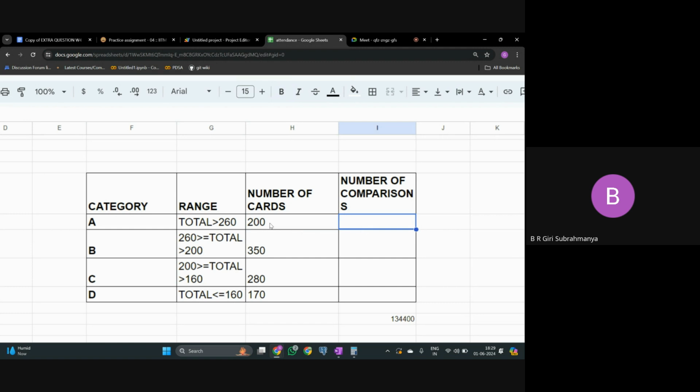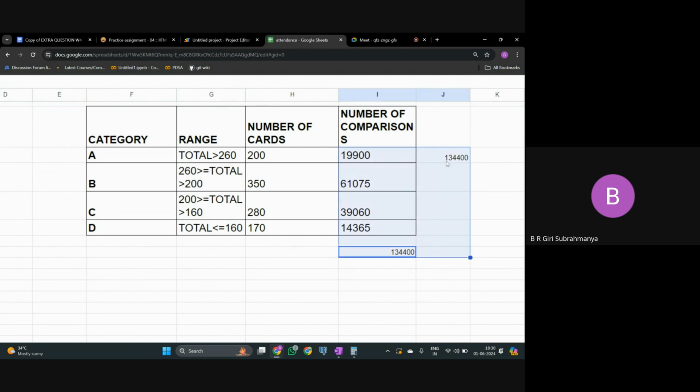So for 200 cards, how many comparisons will there be? It is 200 into 199 by 2. And for 350 cards, it is 350 into 349 by 2. For 280 cards, it is 280 into 279 by 2. And for 170 cards, it is 170 into 169 divided by 2. Now, what is the sum of all these four? It is 1,34,400. Understood?